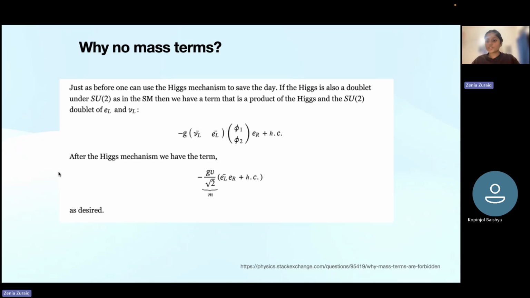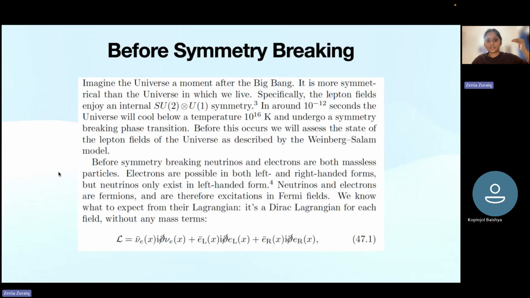So that's a very good question. So the point is that in the initial phase, in the early universe, all the gauge bosons were massless.